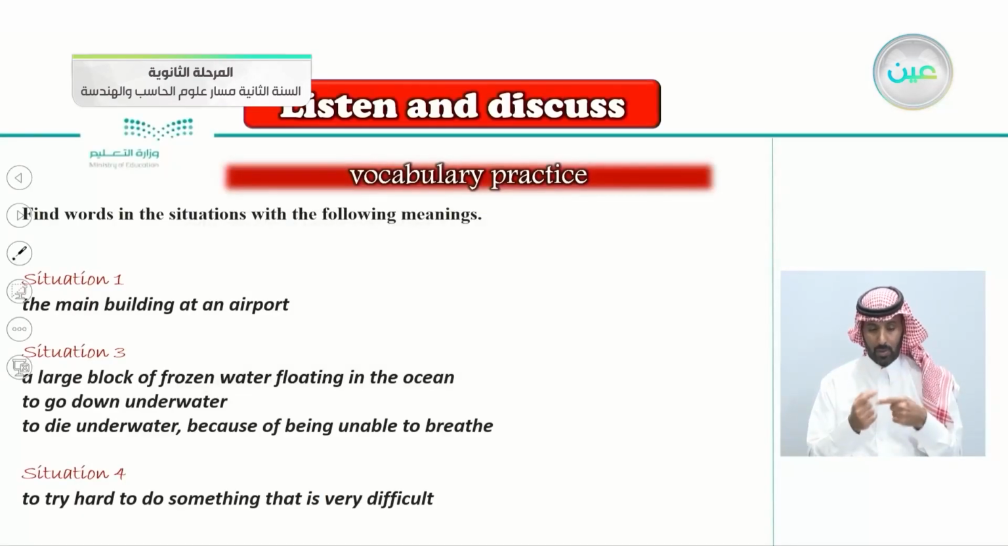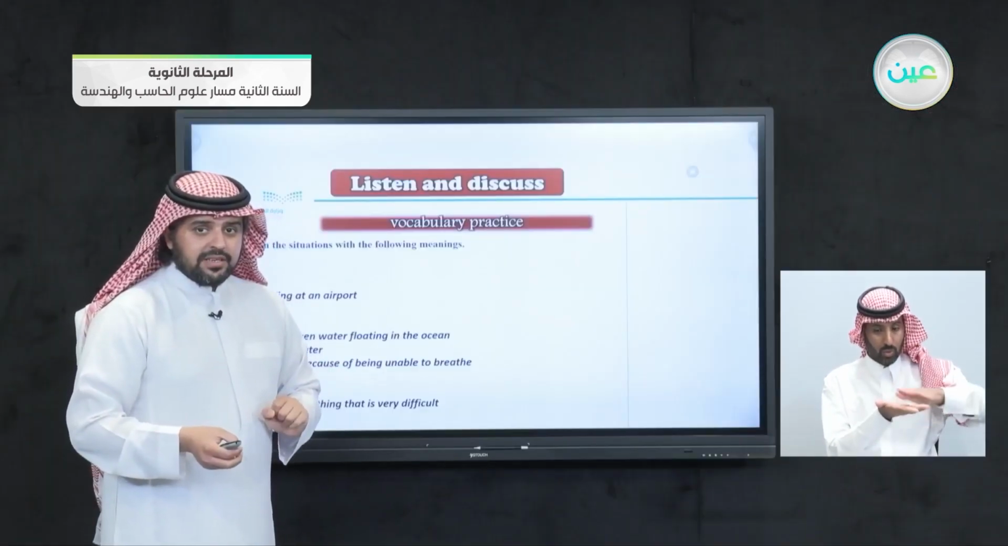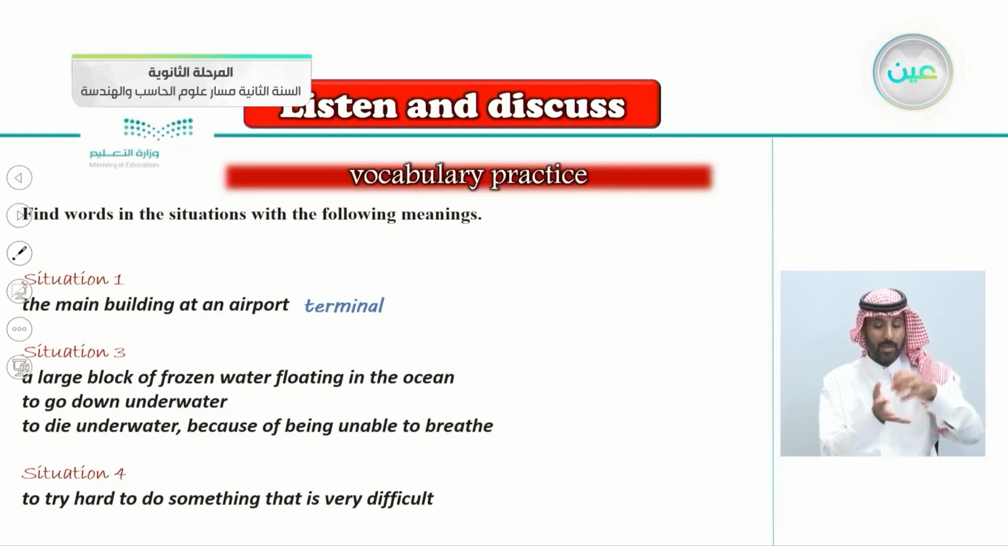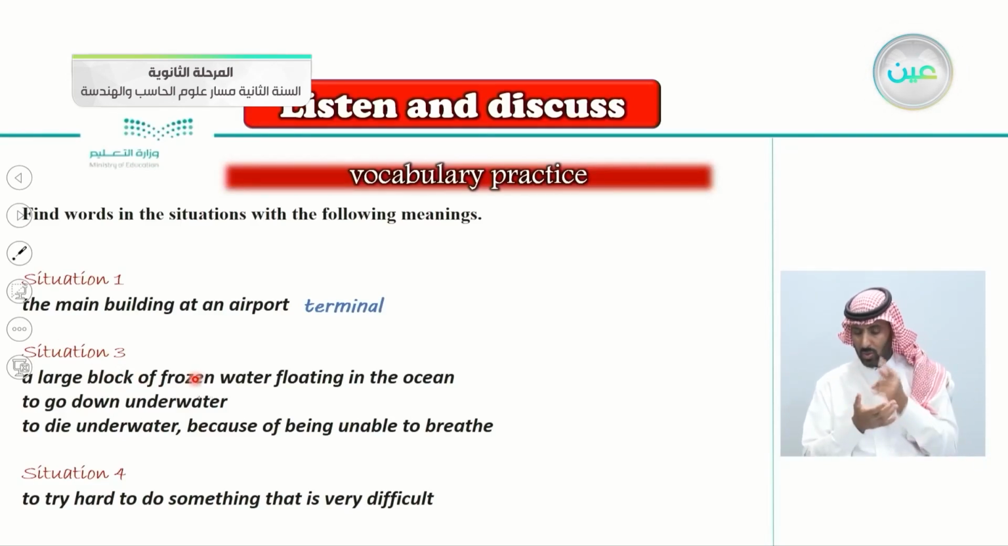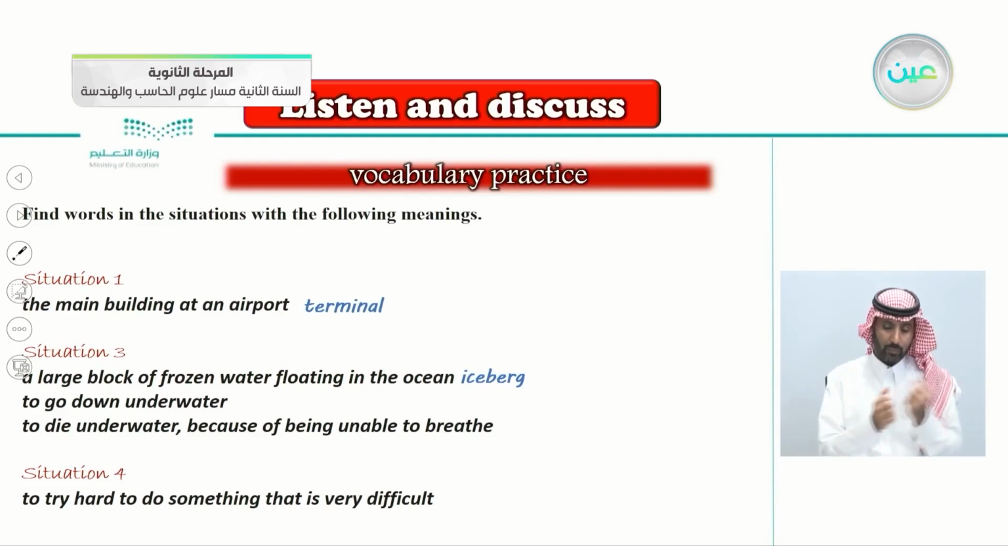Continuing here with the vocabulary practice, find words in the situations with the following meanings. In situation 1, the main building at an airport. What do we call the main building at an airport? Very good, we call it a terminal. Situation 3, a large block of frozen water floating in the ocean. What do we call it? Yes, an iceberg.